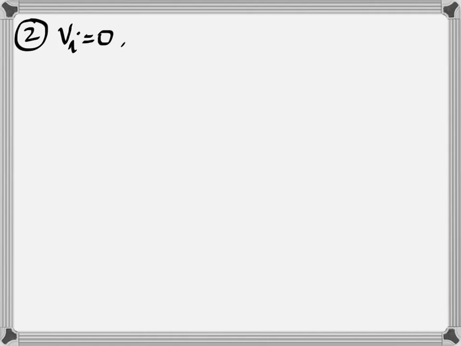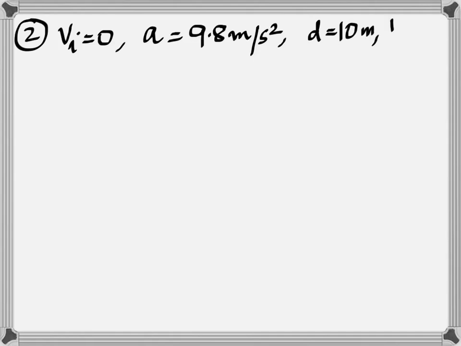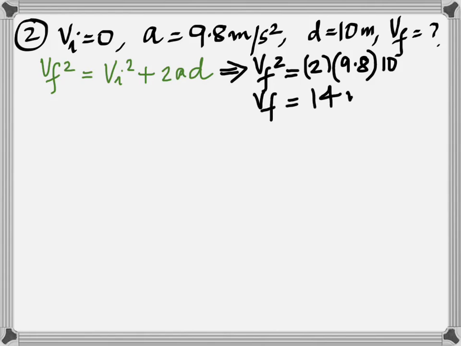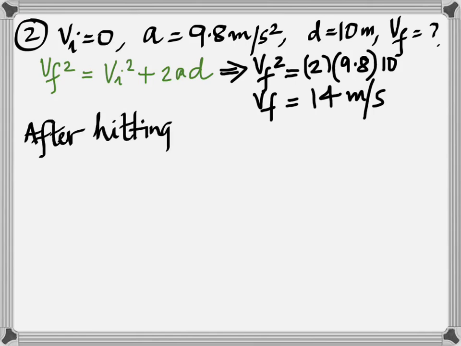In question number 2, again it's a case 1 and case 2. The first case, its initial velocity is 0. It jumps off, so it's a freely falling object. 9.8 meters per second squared is the acceleration. Distance is 10 meters. Find the final velocity. Get it as 14 meters per second, and this is going to be the initial velocity on the person just hitting the water.